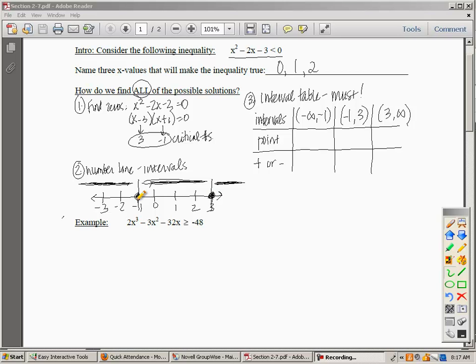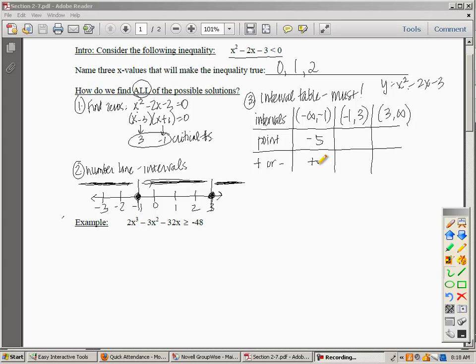So what we're going to do is pick a number in between negative infinity and negative 1. Make this easy on yourself. I'm going to pick negative 5. And when I plug a negative 5 back into my polynomial, the question is, what type of answer do you get? Now what you could do is go in your y equals x squared minus 2x minus 3, and then look at your table. If I look at my table at negative 5, do I get a positive or a negative answer? I get a positive answer.